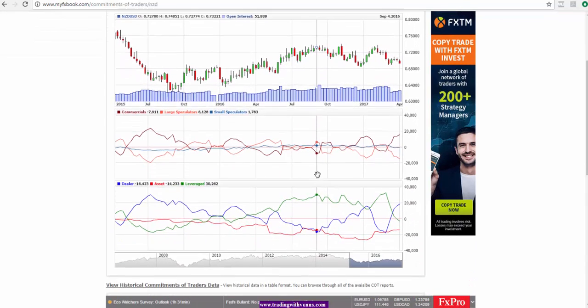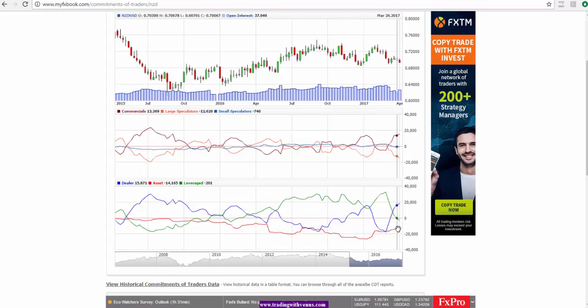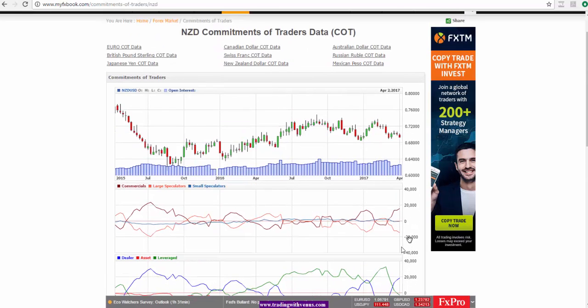Looking at New Zealand commitment of traders data here, we see that the line has crossed below the zero. So there is an increase in the short positions. We were in the long position territory, so now we have finally crossed into the short positions here. So 2,900 short positions. So this is negative for New Zealand dollar.